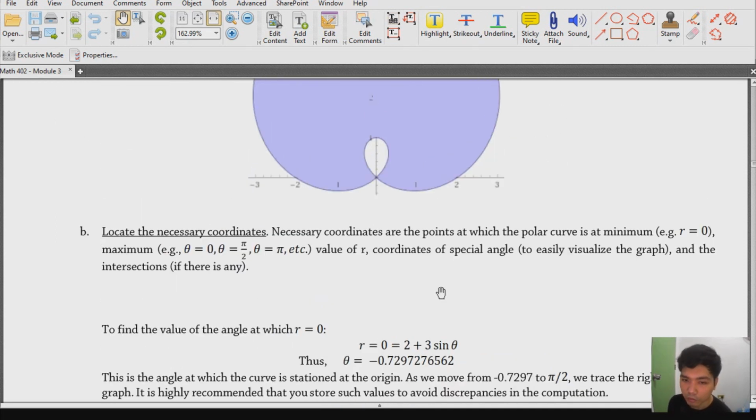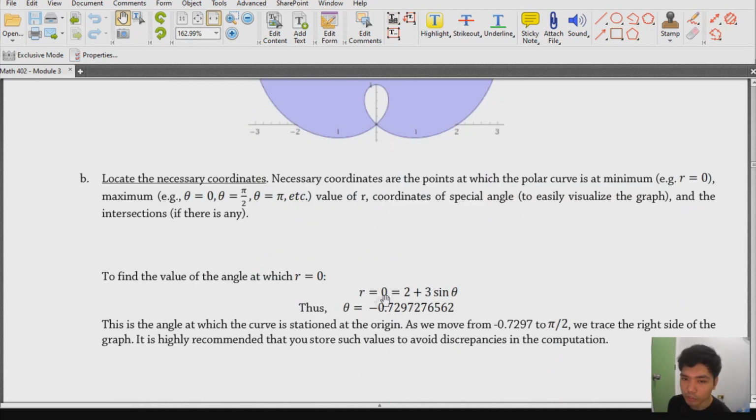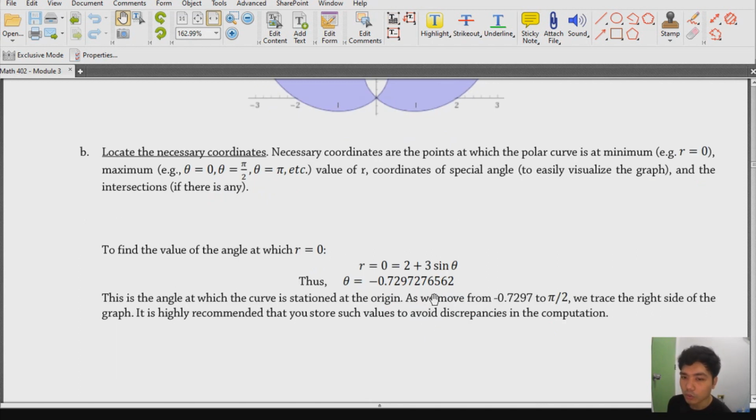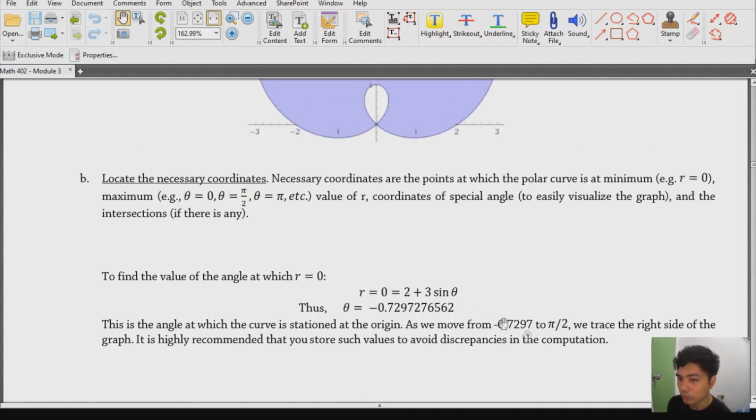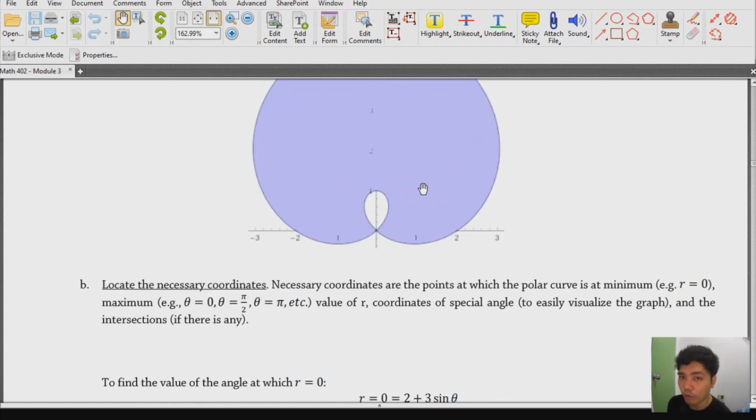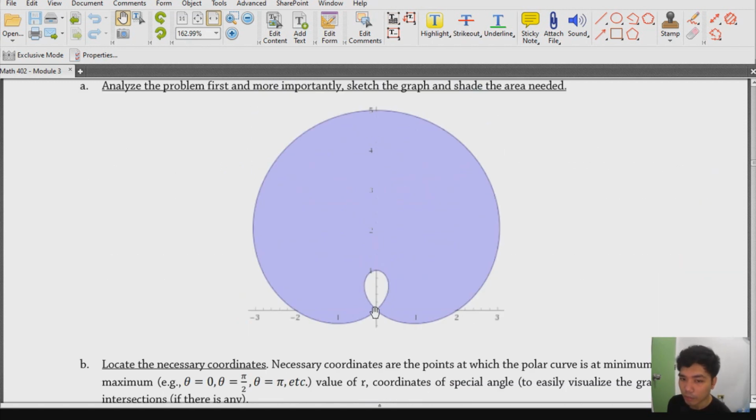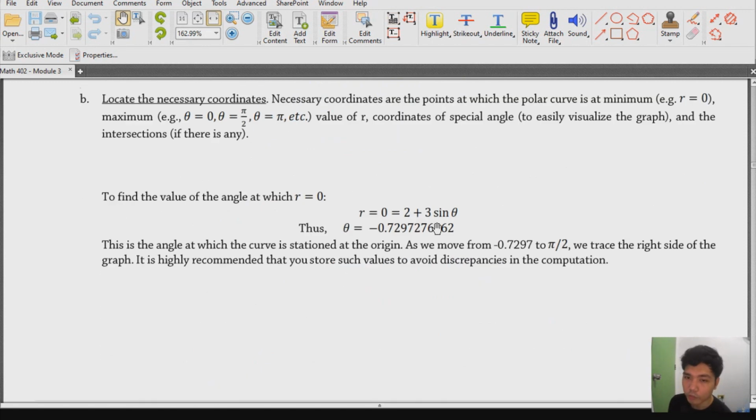So, from this, if we set it equal to 0, we see that we have 2 plus 3 sine theta, and then theta is equal to negative 0.7927. So, this is at the origin. As we move from this point to pi over 2, so that is this, right? And then going to pi over 2. So, when we do that, we are directed from the positive x-axis going to pi over 2.